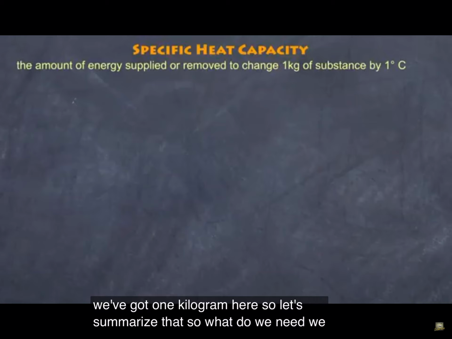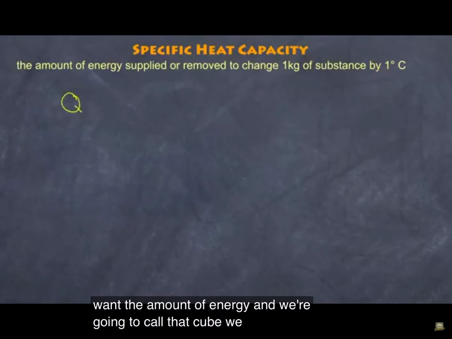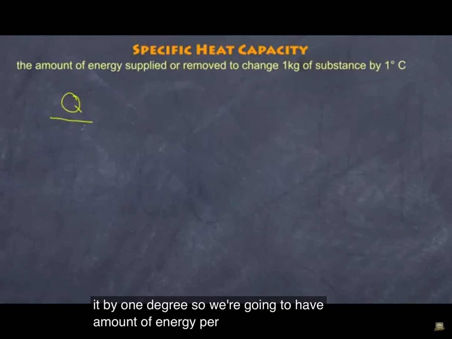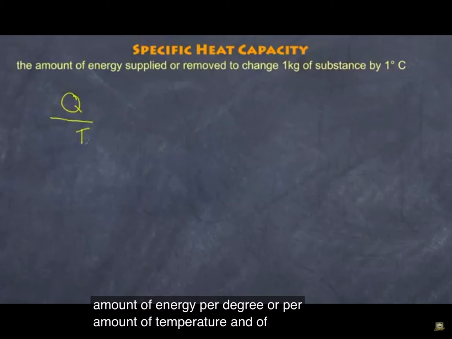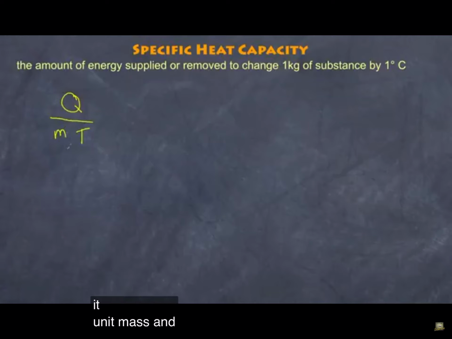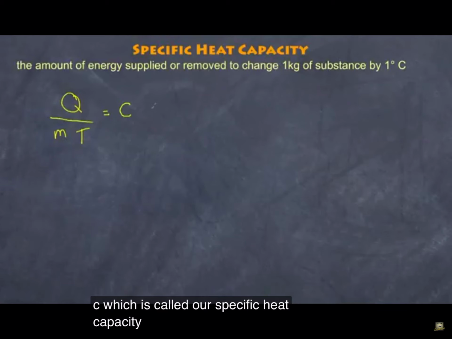So what do we need? We want the amount of energy, and we're going to call that Q. We want to raise it by 1 degree, so we're going to have an amount of energy per degree or per amount of temperature. And of course, per kilogram, so we're interested in dividing it per unit mass. And so that becomes the value C, which is called our specific heat capacity.